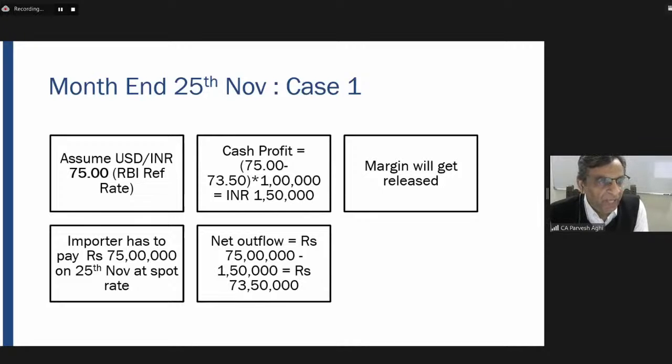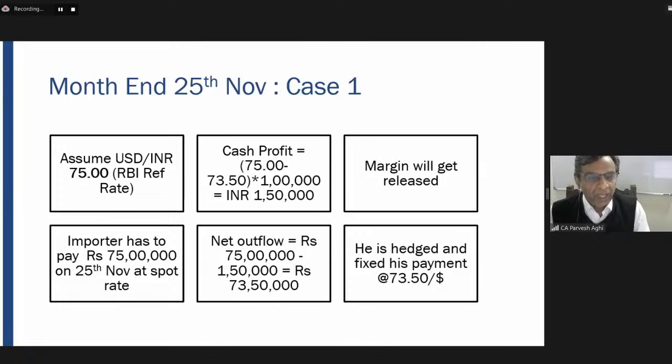He pays 75 lakhs, okay, the actual transaction, but he gets 1,20,000 rupees as profit. So his total outflow will be 73,50,000. Fine. So he is hedged and fixed his payment of 73.50.